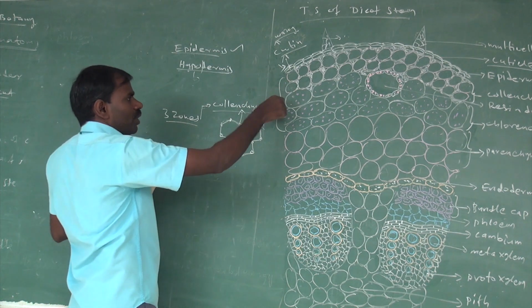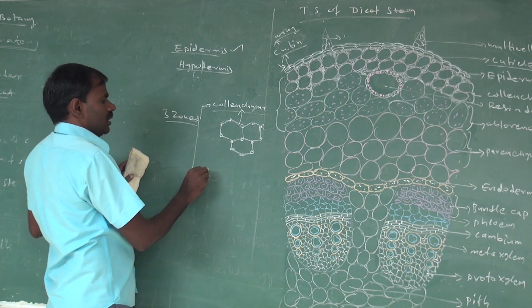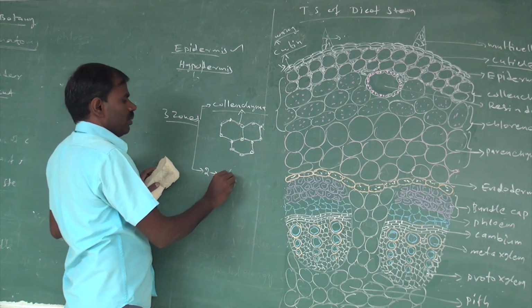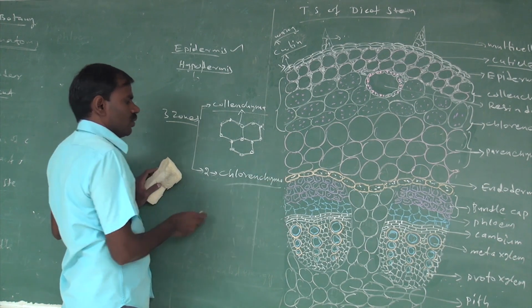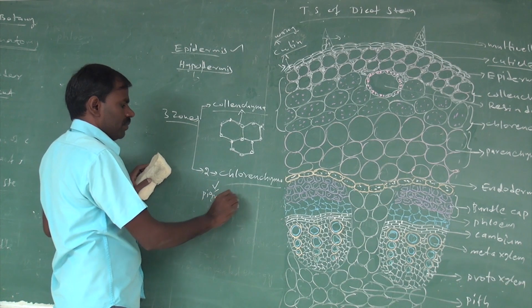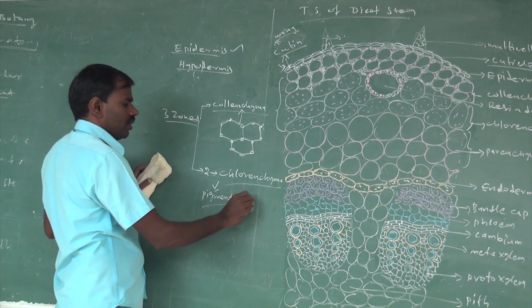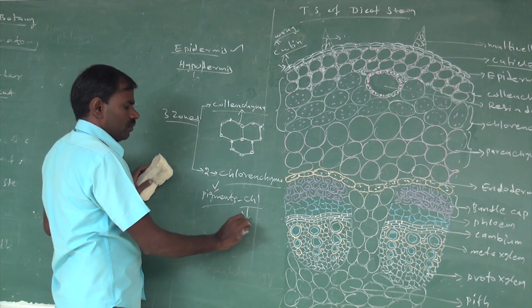Below the hypodermis, a few layers make up the second zonal region, called chlorenchyma tissue. Chlorenchyma has the presence of pigments. What type of pigments? Chlorophyll pigments, to perform the photosynthesis process.